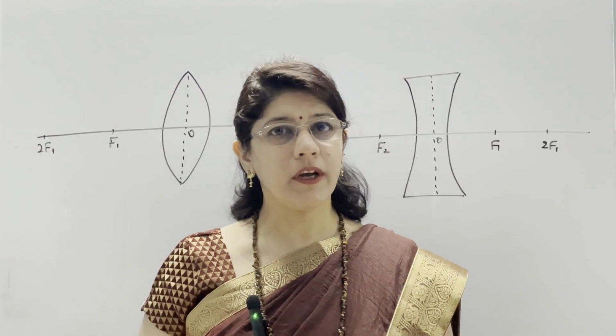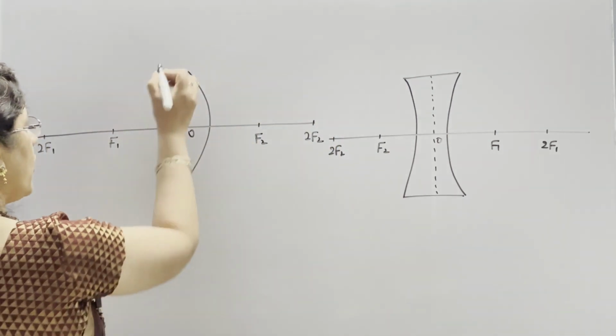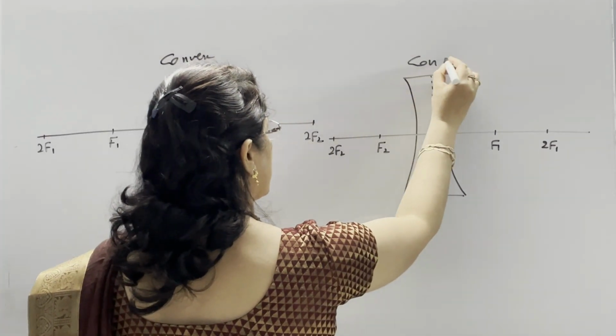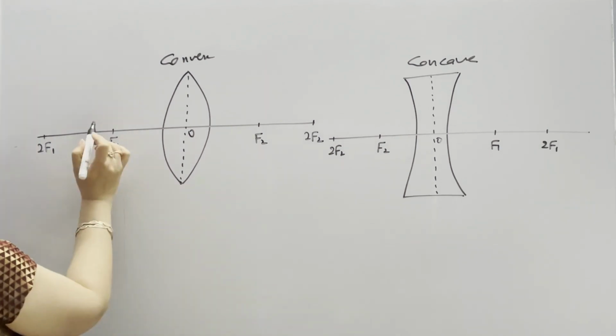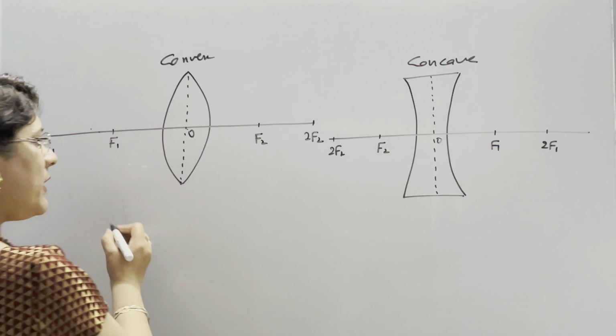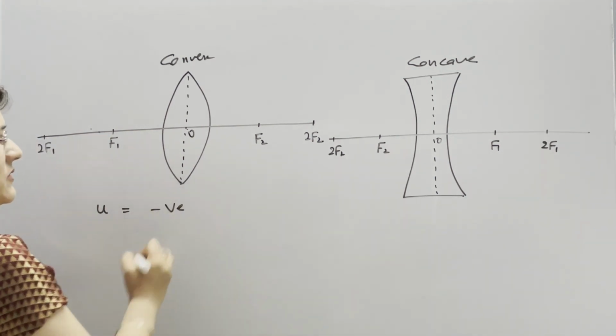First of all, try to clear your confusion regarding the sign convention. This is our convex lens and this is concave lens. Now, in case of a convex lens, you have seen we have placed the object on the left hand side of the lens. So, whenever the object is placed on the left hand side, we will take its value as negative.